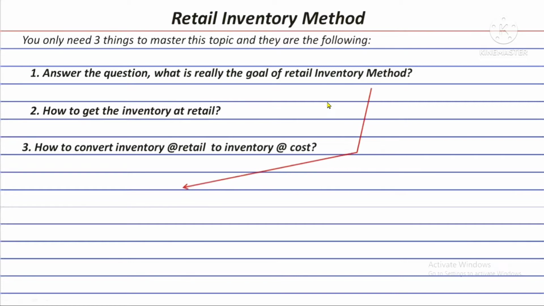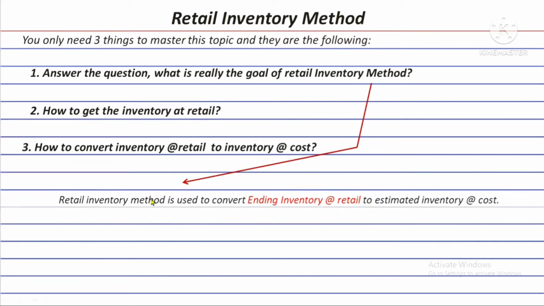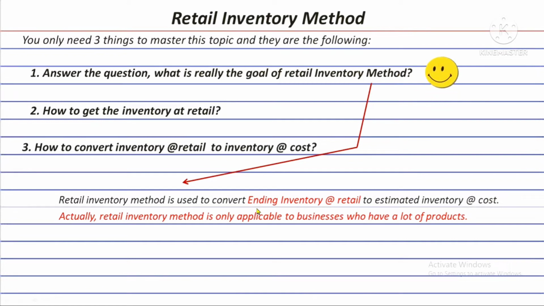Actually, we already know that the retail inventory method is used to convert ending inventory at retail to estimated ending inventory at cost. And aside from that, we already know also that the retail inventory method is only applicable to businesses who have a lot of products or variety of products. So basically, we are already finished with this first question. So let's put a smiley here. So how about question number 2?